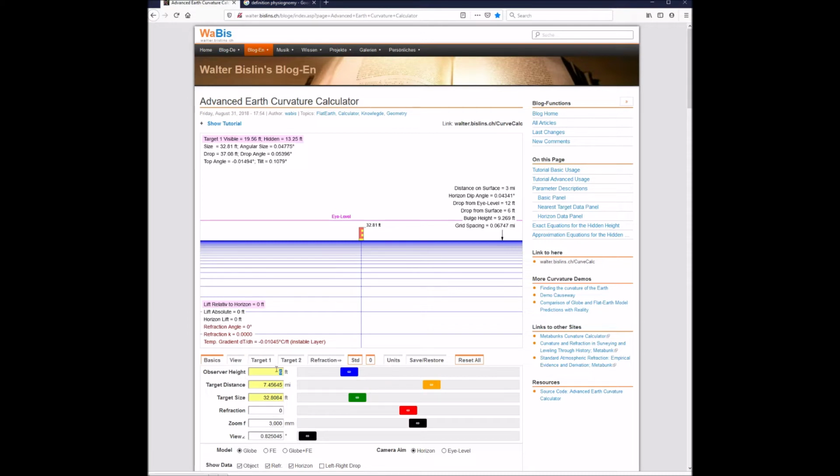So we've got observer height, 0 refraction. Then it gives us the results: distance on surface 3 miles. That's the distance to the horizon that we see. And the drop from eye level is 12 feet, and the horizon dip angle is 0.04341 degrees.